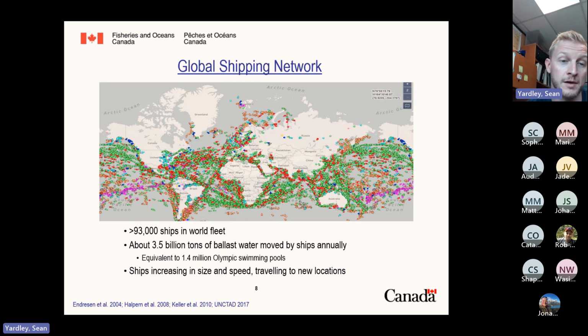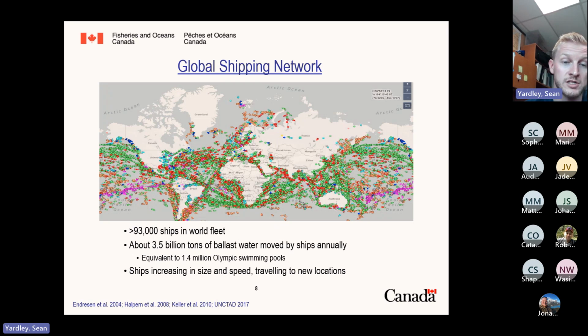So some of the statistics around the shipping industry is that there's greater than 93,000 ships worldwide, and about 3.5 billion tons of ballast water are moved by ships annually, which is the equivalent to about 1.4 million Olympic swimming pools for context. So there's a lot of ships moving a lot of water all the time, 24/7, and there's definitely a lot of potential for organisms to be introduced to areas all over the world.